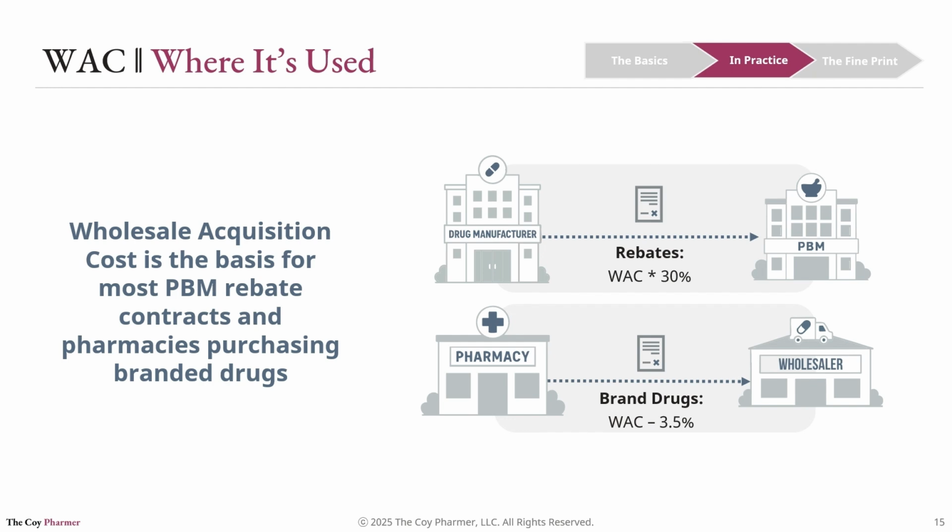I have an oversimplified example of how each of these contracts might be structured on the right side of this slide. As it relates to rebates, they are typically negotiated as a percentage of WAC. So for example, WAC times 30% would equal the rebate for a particular product that a drug manufacturer would owe a PBM upon invoicing. In addition to this, pharmacies commonly contract brand drugs from wholesalers or directly from drug manufacturers at a WAC minus a certain percent. So in this example, I've offered that it could be WAC minus 3.5% would be the price that the pharmacy would pay the wholesaler for branded products.